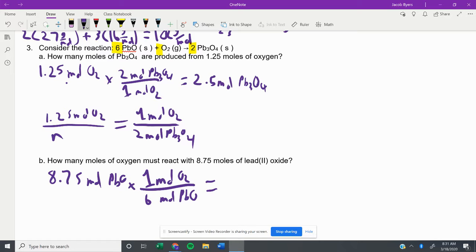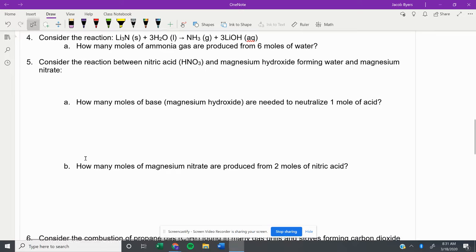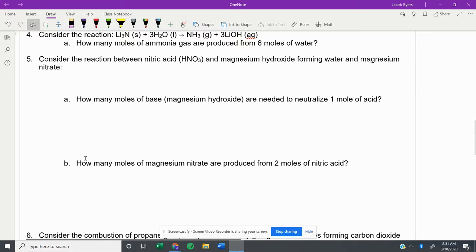And so you just need to divide 8.75 by 6, and that will give you 1.46 moles of O2. Okay. If you do it with a proportion, it'll be the same thing. If you need to come up with the reaction, it's the same thing. We're just kind of going back a little bit to review that.